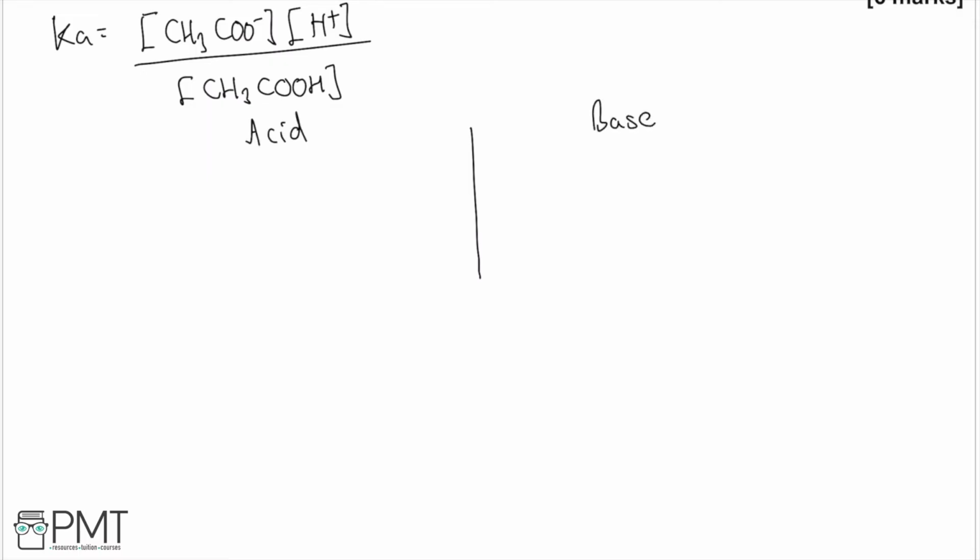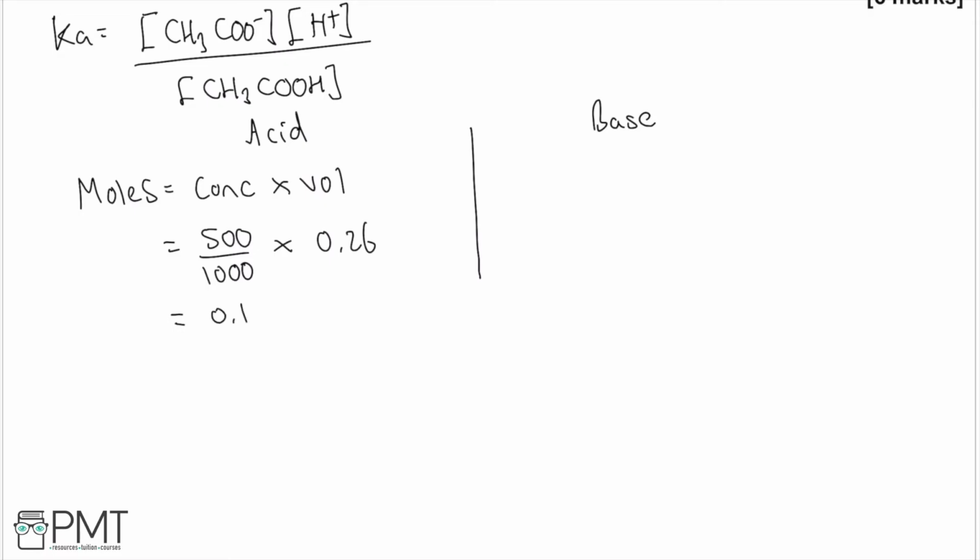So if we work out the moles of ethanoic acid by using the equation of moles equals concentration times volume, we will do 0.26 times 500 divided by 1000, as concentrations are needed to be in decimeters cubed rather than centimeters cubed, and this will give us a value of 0.13. If we now do the same for the moles of the ethanoate ions, we will use the same equation and do 0.121 times 500 divided by 1000 to get an answer of 0.0605.